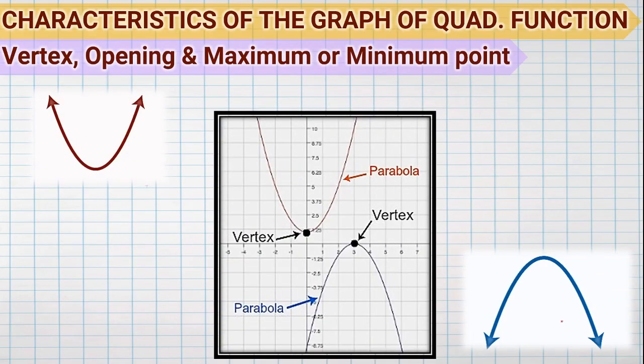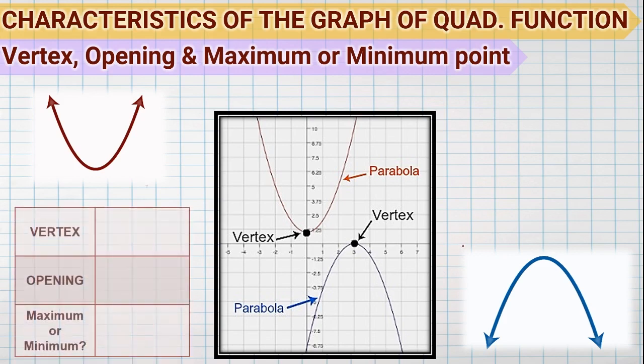Okay, let's go through these characteristics of the graph of a quadratic function. So we'll define different characteristics. As we start, we'll be having the vertex, opening, and the maximum or minimum point of a parabola, or the graph of a quadratic function. So to start, we define a vertex.